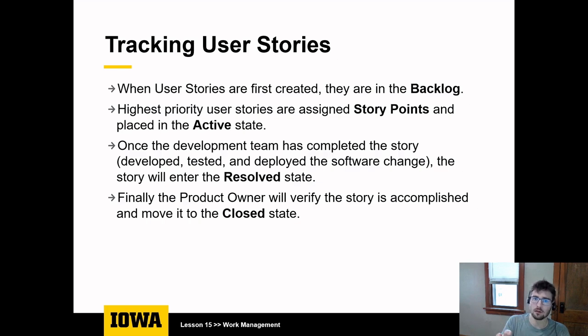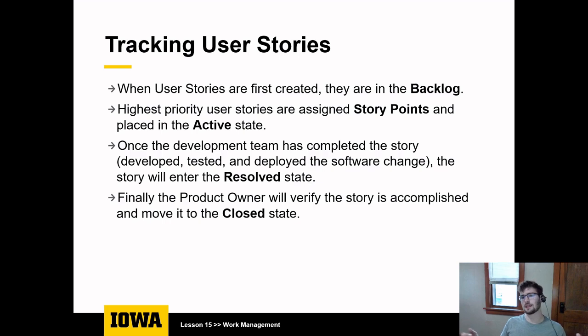Okay, and then the development happens. The development of the code that completes the user story, the testing of the new feature, and then the deployment of the feature to the end product will happen. And after all that's happened, the user story will be in the resolve state, and then finally the product owner will review the product and confirm with the stakeholders that everyone is happy with the completion of this user story. And if that's the case, then the user story will enter the closed state.